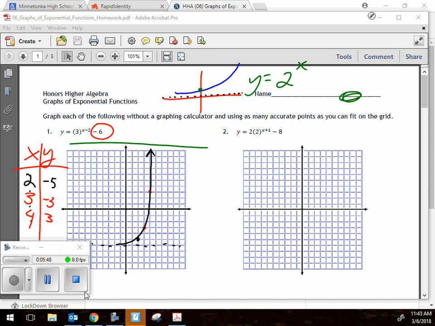To find the asymptote, you always just look and see where it got shifted. Down, this part. So this one got shifted down 8. I can tell you right off the bat, 3, 4, 5, 6, 7, 8, the asymptote line goes right across there at -8 because it got shifted down 8.